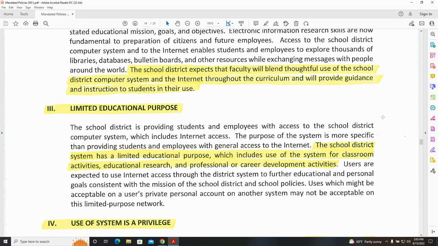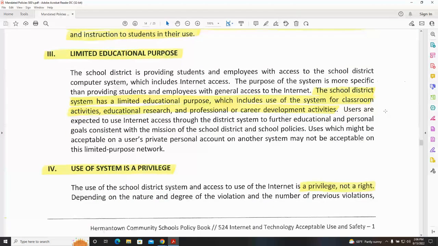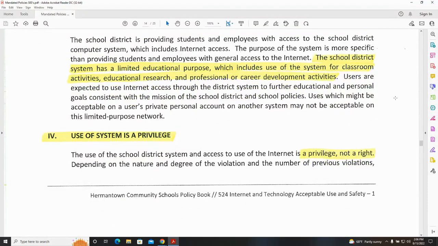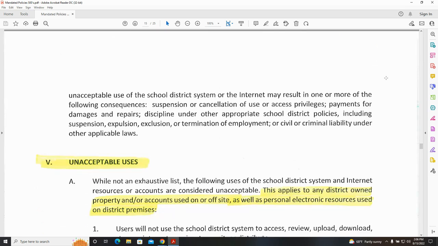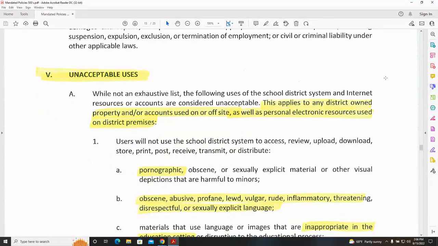So the school district system has a limited educational purpose, which includes use of the system for classroom activities, educational research, and professional or career development activities. So the use of these systems are a privilege and not a right. They can be lost, both by students and by staff as well.